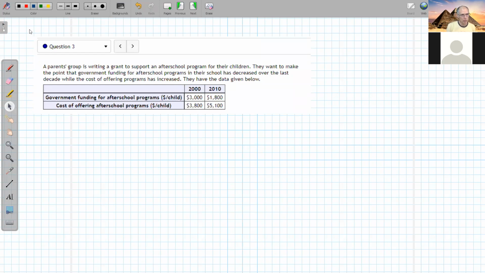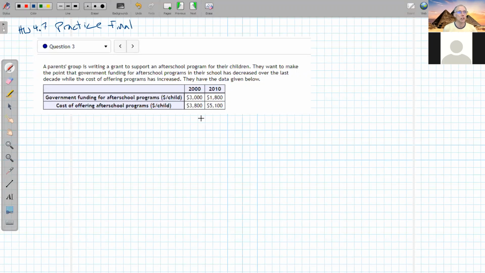So this is from the practice final, homework 4.7. And it is similar to a homework question we did a while back, about a quarter of the way through the first module. A parents group is writing a grant to support after-school programs for their children, and they want to make a point that government funding for after-school programs has decreased over the last decade, while the cost of offering the programs has increased.